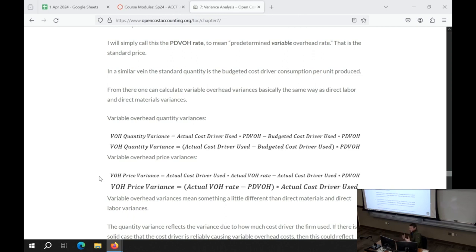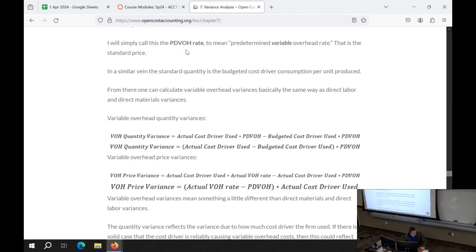It works like our direct labor and direct materials variances in a lot of ways, but let's focus on direct labor. It's the cleaner of the two. The idea is we have a quantity variance and a price variance. So those are familiar, right? And they operate as you would expect. We have actual quantity minus budgeted quantity, or standard quantity, times a rate, a price. Now, price is the predetermined variable overhead rate.